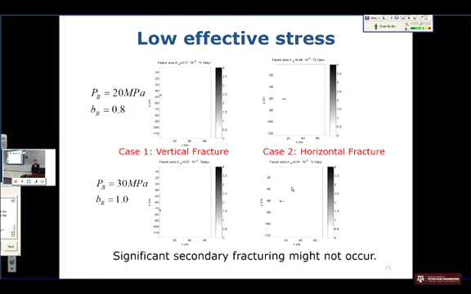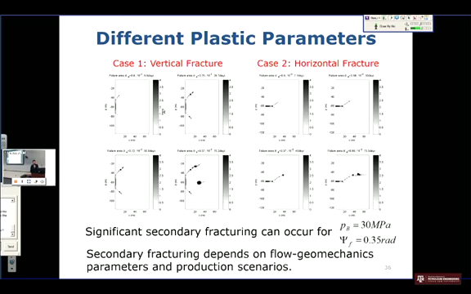But when we have a low perturbation of the effective stress, fracturing may not occur. For example, when we have a Biot coefficient of 0.8, or we increase the bottom pressure, then there will be very little fracturing. However, when you reduce the friction angle, then we also see significant fracturing, even though we have a 30 megapascal bottom pressure. So secondary fracturing during the gas production depends on the flow and geomechanics parameters and production scenarios.